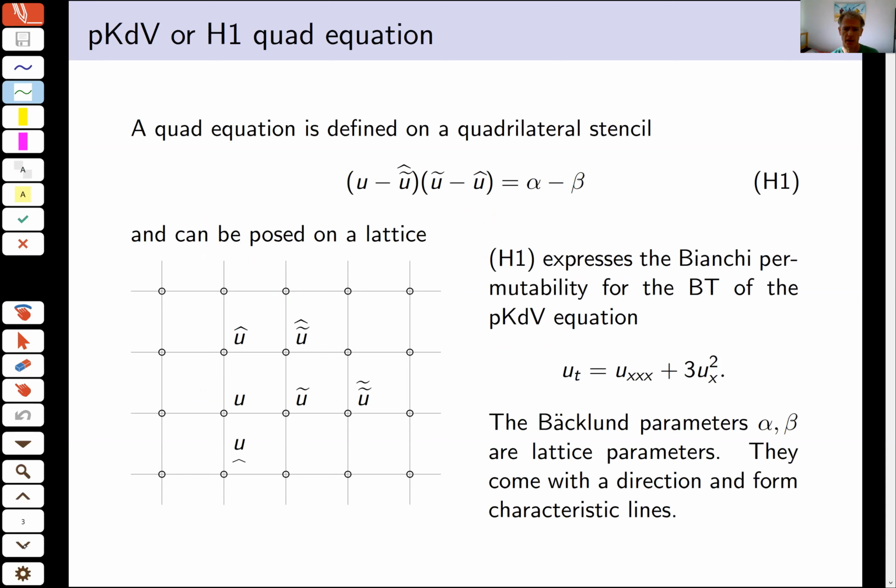So what is a lattice equation? Probably most of you know what that is, but I'll give a bit of context anyway and where they come from. It's a very simple equation. There's one given here. It's called H1 in the ABS classification. This is a classification of lattice equations that are consistent around the cube, which I will explain on the next slide.